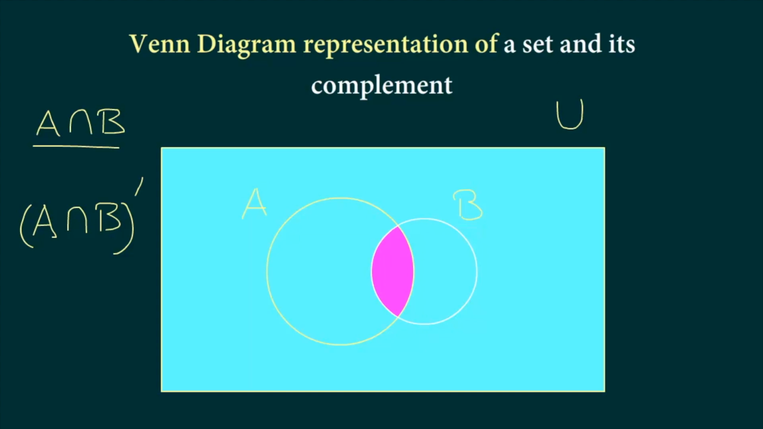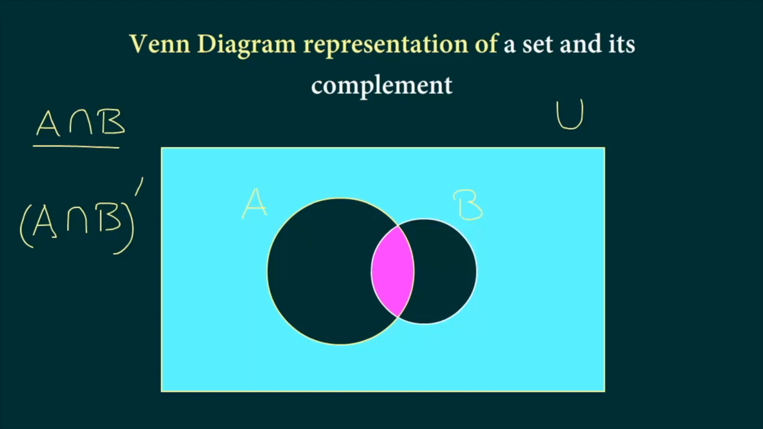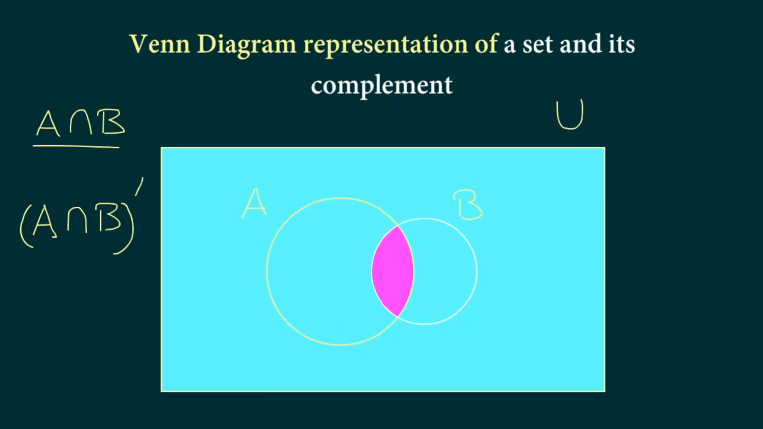Clearly here we have highlighted the rest of the universal set, which is not A or B. But remember, we are trying to figure out the complement of only the pink part. That means the rest of A and the rest of B are part of the complement of A intersection B. Essentially, everything in the universal set should be colored. So the entire part of the universal set which is not pink is the complement of A intersection B.